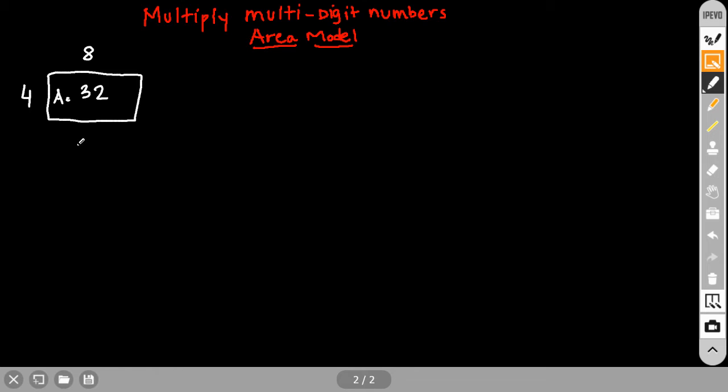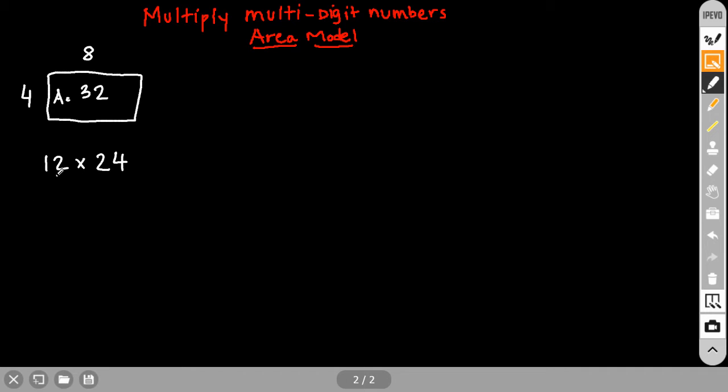So the first one I'm going to do is 12 times 24. First thing you need to look at is that there are 2 digits here, one here, one here, one here, one here. So 2 digits by 2 digits. Instead of 1 by 1, it's 2 by 2. And this will actually help you figure out how you're going to draw your box.